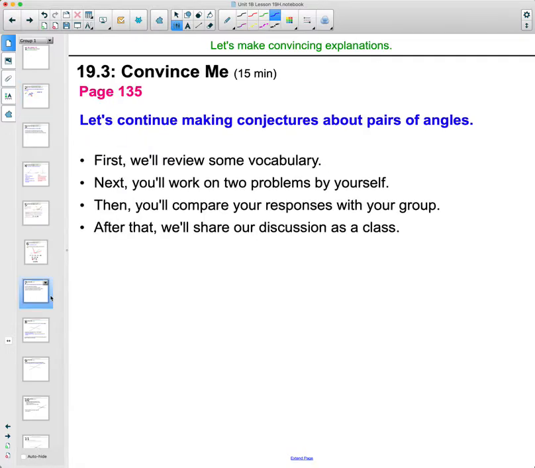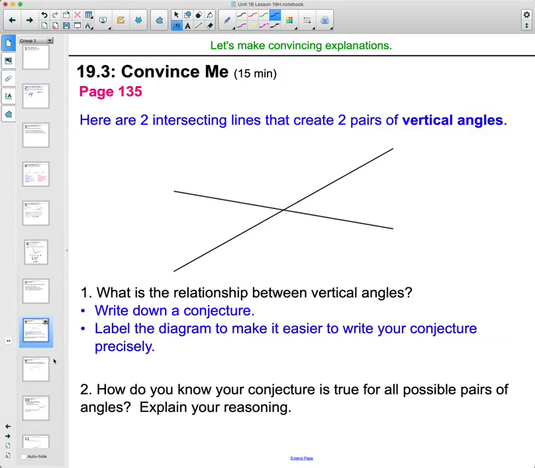All right, then let's take a look at another pair of angles and make some conjectures on this one. So here we have what are called vertical angles, and vertical angles are just any time two lines intersect, you get two pairs of vertical angles. So we've got these two lines intersecting, so we've got vertical angles, which are just the ones across from each other.